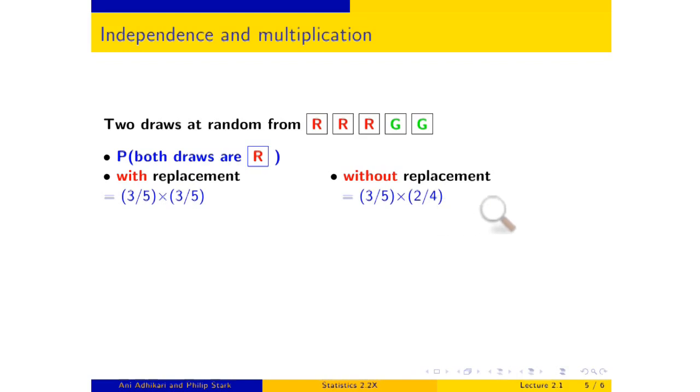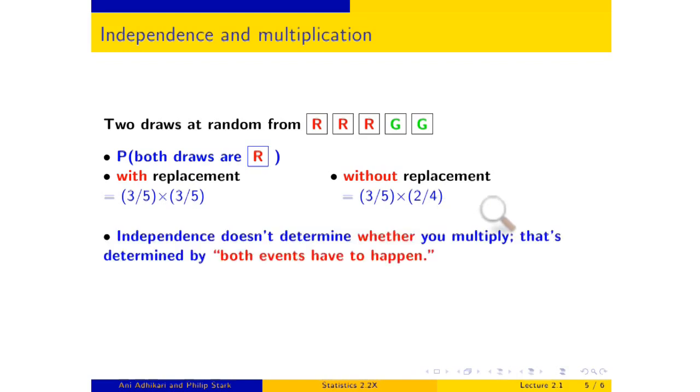And so independence does not determine if you are going to multiply. You are going to multiply probabilities if you are trying to find the chance that something happens and something else happens and something else happens. That is the fraction of a fraction of a fraction that we talked about in the last section.